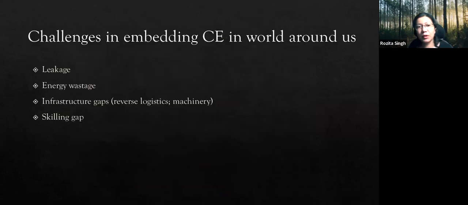And speaking about these examples, while they give us some hope, of course, there are still a lot of systemic challenges in embedding circular economy in the world around us. There are issues of leakage, energy wastage. There are still infrastructure gaps, such as reverse logistics not being set up, machinery needs and a skilling gap in the upcycling and recycling industry, and the ability of how much we can recycle.